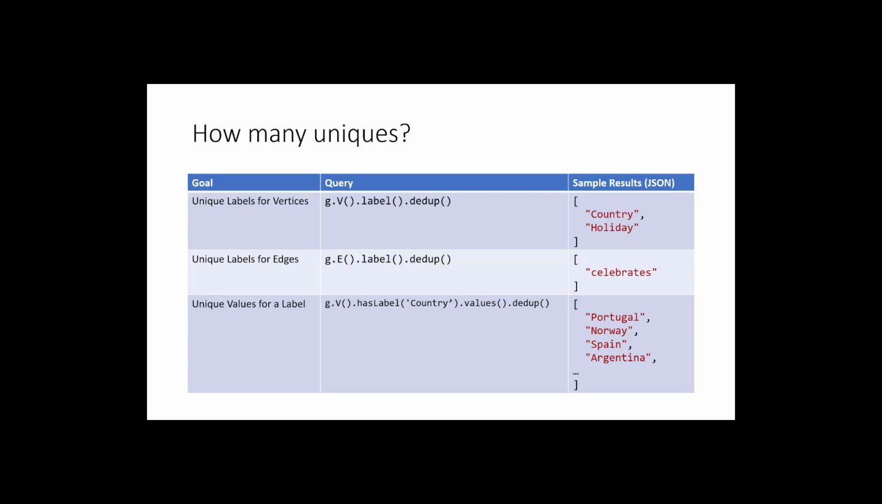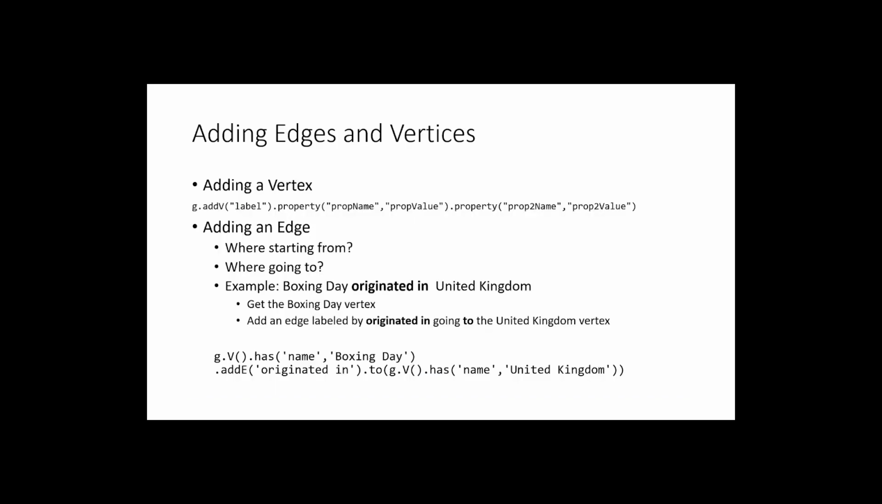But it is unique. If we want to add a vertex, we can do it via Gremlin. However, the Azure Data Explorer allows us to add a vertex using their UI. To add a vertex using Gremlin, it's g.addV, specify the label in your addV call. And then you may chain various property calls to set the property with its property name and property value. For adding an edge, you need to think about where you are starting from and where you are going to.